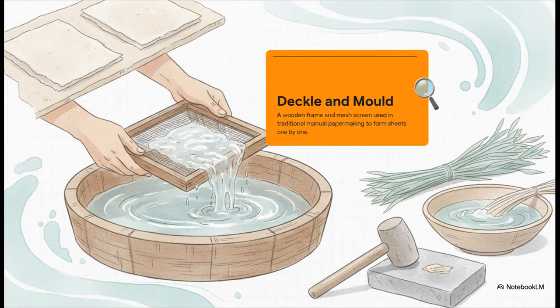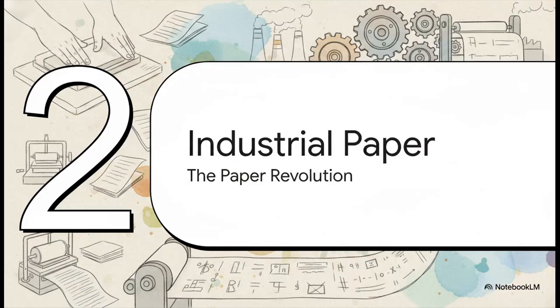But how did those ancient paper makers actually pull it off? Well, they used what's called a deckle and mold, basically just a wooden frame with a mesh screen. It was an incredibly labor-intensive manual process. Think about it. Plant fibers were soaked and beaten into this watery soup. Then the paper maker would submerge that frame and screen right into the water, pull it up to catch the suspended fibers, and just let the water drain away. Boom, one single sheet of paper at a time. Talk about patience.